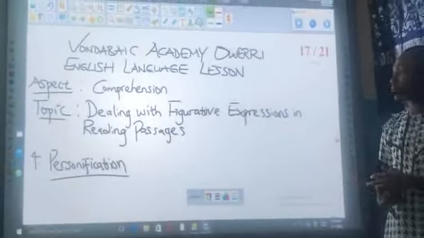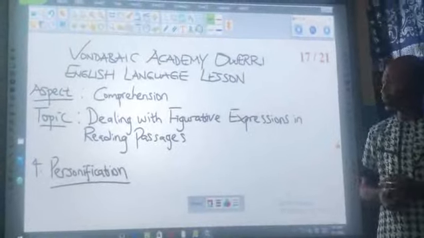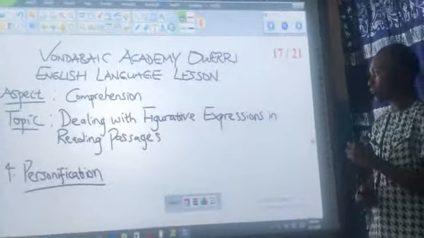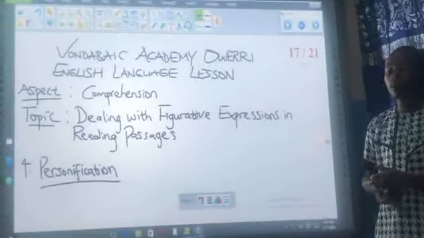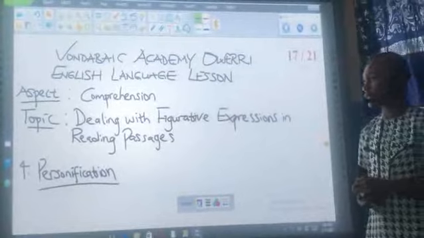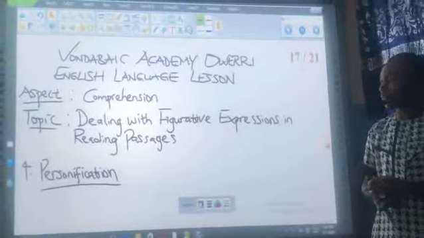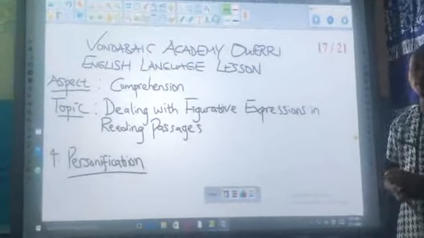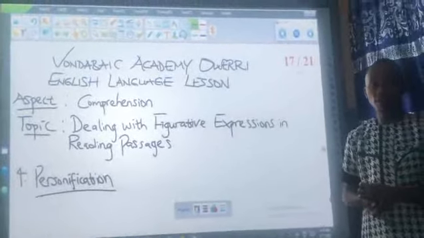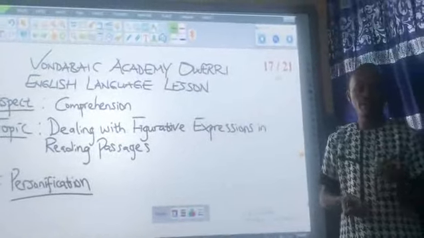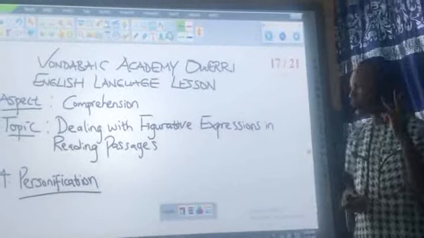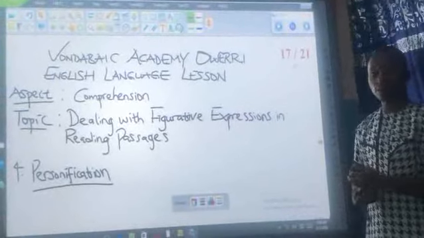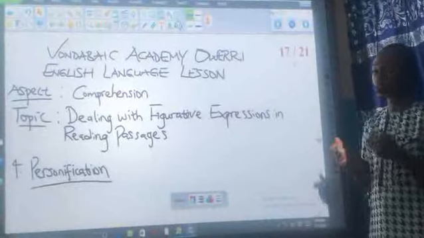Now, as we've been treating in the previous lessons, the topic remains figures of speech, or figurative expressions, in reading passages. This is the fourth in the series. We have considered three previously treated figures of speech, which include simile, metaphor, and hyperbole, just for your reminder. And here we are faced with the fourth one, which happens to be personification.